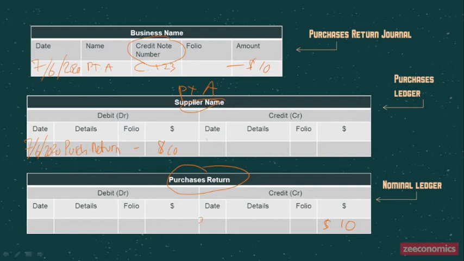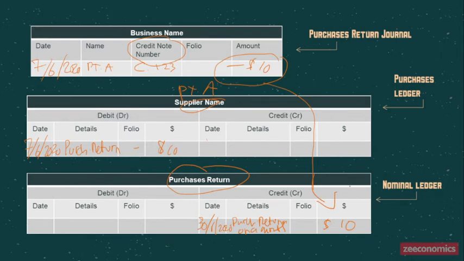Date is the 30th of June 2020. Details is purchases return on a month. That will be $10. You just transfer the sum of the purchases returns book that you have to the purchases return account. So it's simply like that.